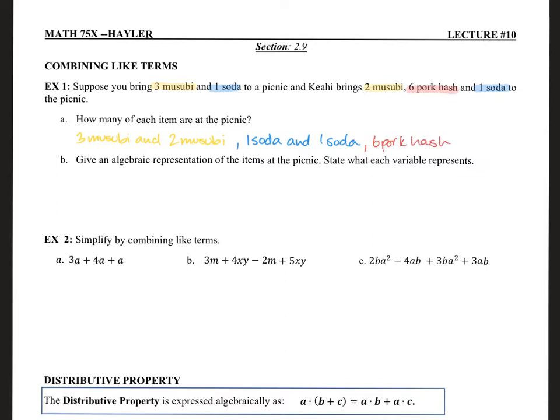So how many of each item are at the picnic? Well, that means we have, I kind of ran out of room here, 5 musubi total, because we added up the 2 and the 3 musubi. Then we have 2 sodas. And we still just have 6 pork hash. So we didn't combine any of the numbers for pork hash, but we did combine the musubi together and the soda together. Okay, because the musubis were like terms and the sodas were like terms.